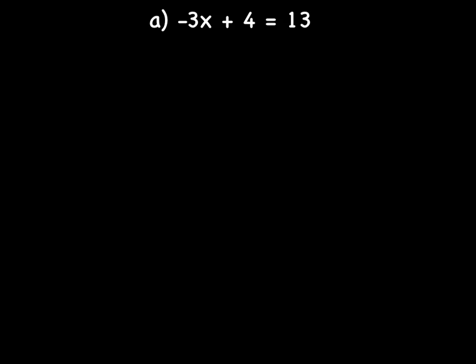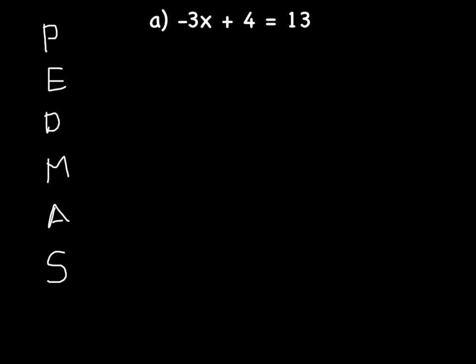So to solve the equation given to us in question A, negative 3x plus 4 equals 13, we need to isolate the variable x. We'll do this by performing inverse operations. We're going to use the acronym PEDMAS as a guide, and you've probably seen this in earlier grades, knowing that it stands for parentheses, exponents, division and multiplication, addition and subtraction.